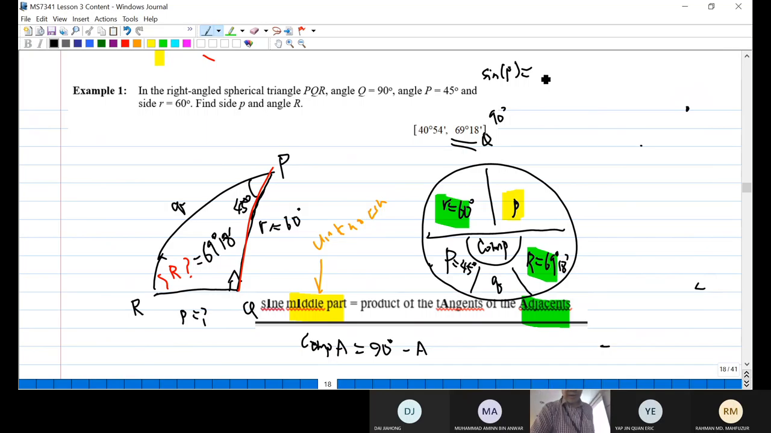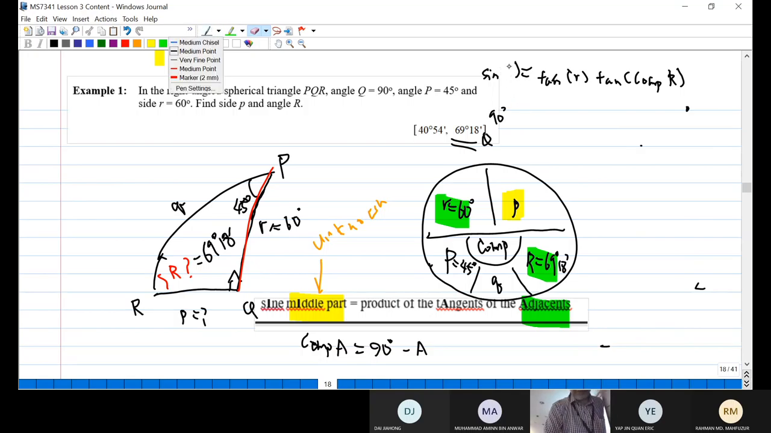So sine P equals a product of tangent here. So another tangent R, and that one is tangent co-R. Okay, you see that for this one you need the yellow here. Side P is the small letter p, so I'm not confused. So the yellow part, and then the green part.